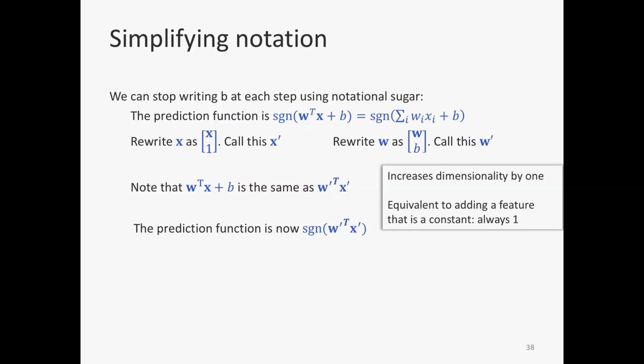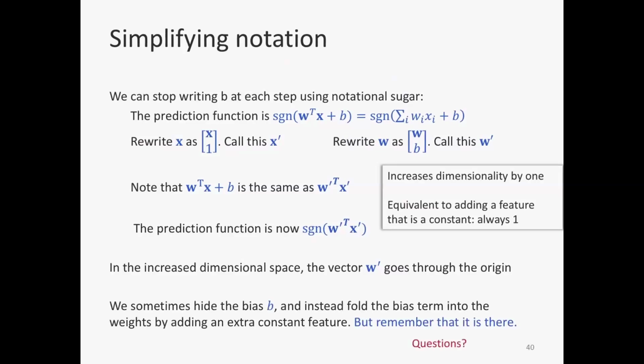It increases the dimensionality by 1, but it reduces the amount of bookkeeping and reduces one line of code that invariably people forget to add. So this notational simplification is mostly there for debugging. And in the new space, the weights W prime go through the origin.